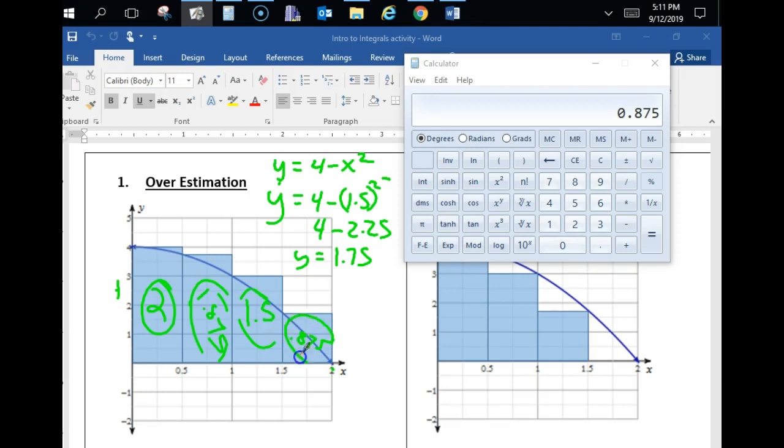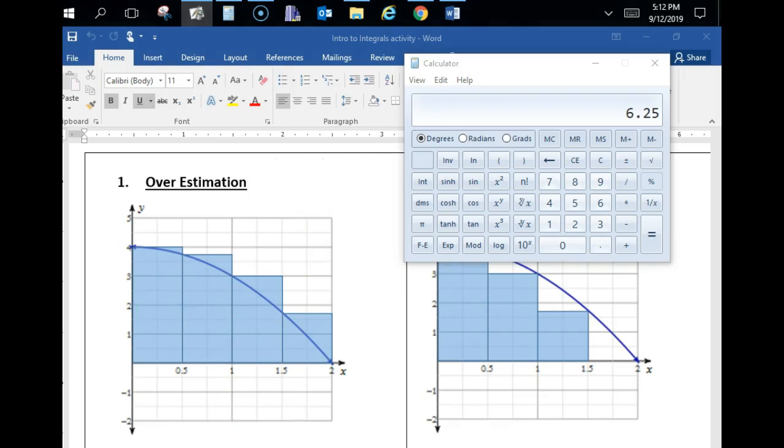So I've got 4 rectangles here, and I found all the areas. So now if I want to find the total area under the curve, we just add it all up, right? So I'm going to do 2 plus 1.875 plus 1.5 plus 0.875. So here we go. 2 plus 0.875 plus 1.5 plus 0.875 equals 6.25. So the area under this curve is approximately 6.75. Okay? So that's how you do number 1.